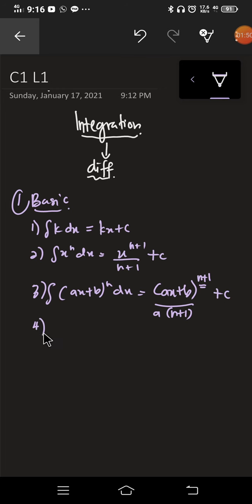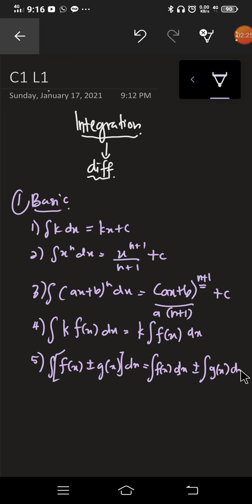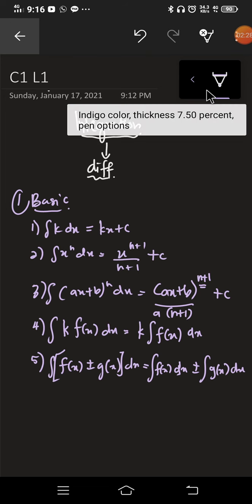And then the fourth one is integration of a constant k multiplied with a function with respect to x. We can factorize the constant out as the coefficient of f(x), so we integrate f(x) only with respect to x. And the last one is addition or subtraction between two functions. We can do the integration separately, so it can be the integral of f(x) with respect to x, plus or minus the integral of g(x) with respect to x. So this is the most basic integration.